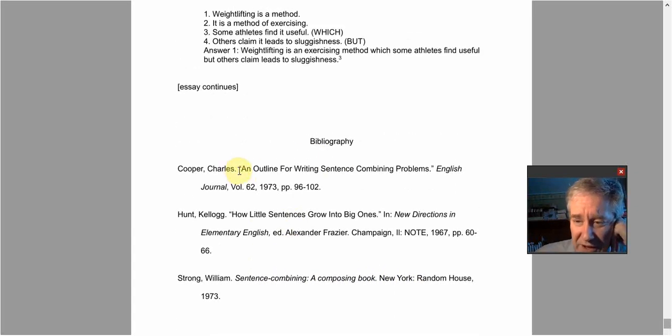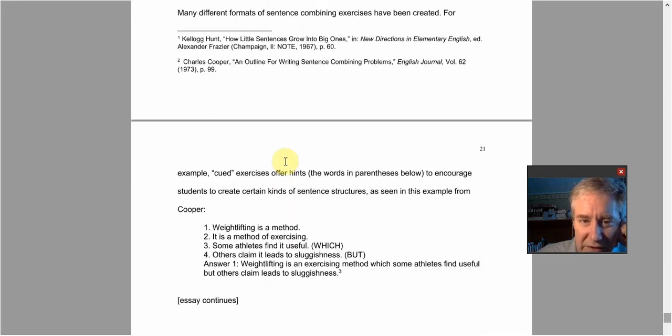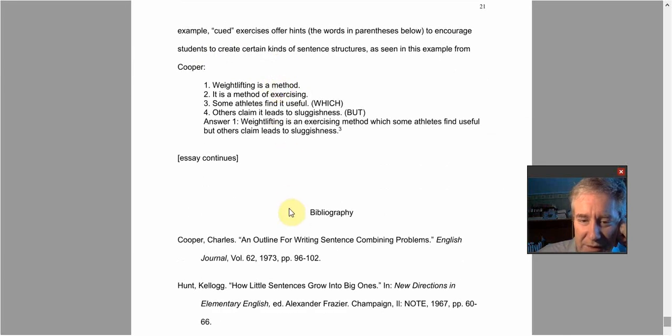And the bibliography follows very similar rules to the footnote, but a little bit different. For instance, the name's different, as we just saw. We can look at some other differences here. If we look at the Charles Cooper one, Charles Cooper, An Outline for Writing Sentence Combining Problems, English Journal, Volume 62, 1973, page 99. Well, we have all the same information in the bibliography. It's just a little bit different. The rules are slightly different.